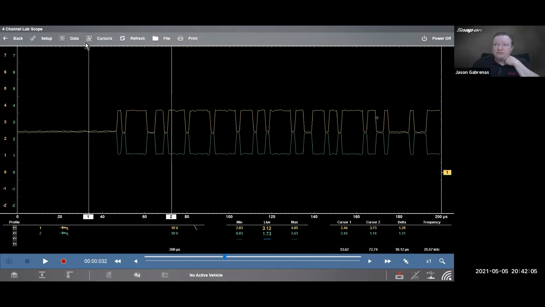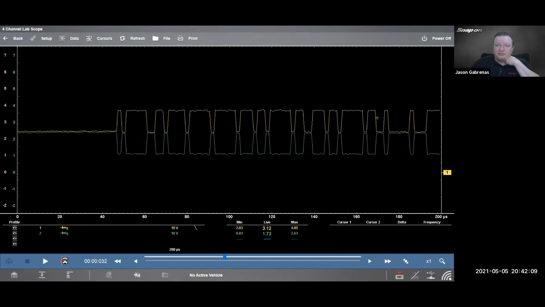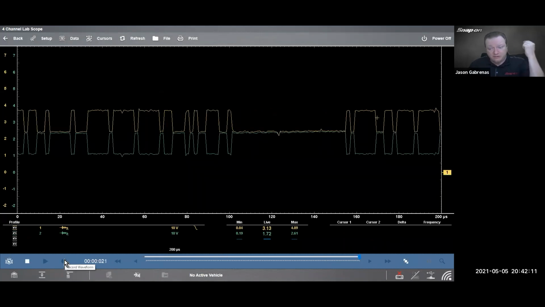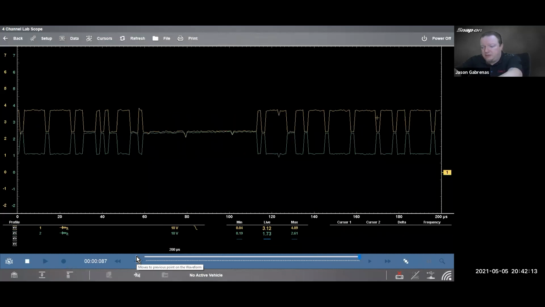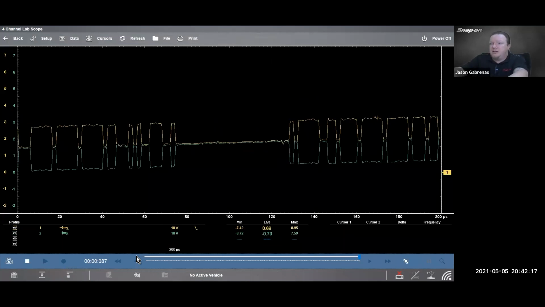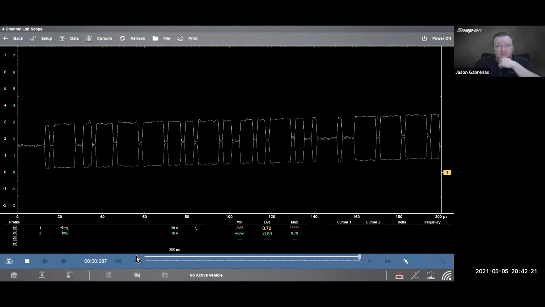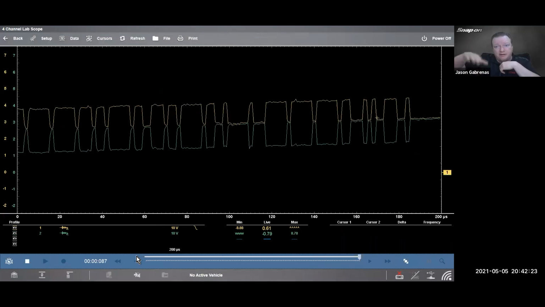So that is a good pattern. Let me turn off my cursors here so we can get a better look. Let's take a look at some issues. Let's cause some issues here. This didn't quite happen the last time I did it. I don't know why, but okay, so I just removed the ground. And now you can see the difference in the pattern, right? We're going up and down. I just removed the ground.